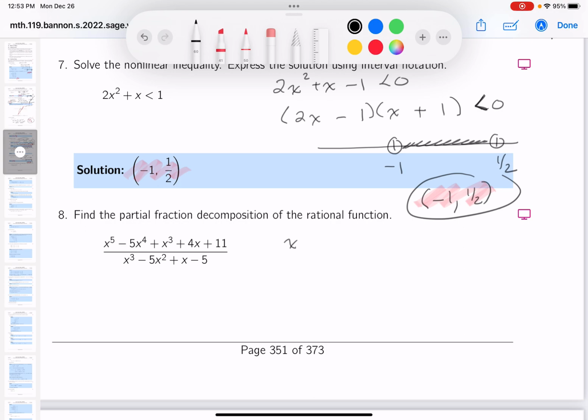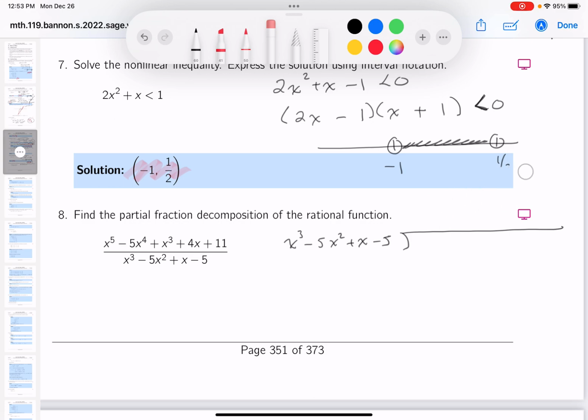I realize that. It's x cubed minus 5x squared plus x minus 5, and we're dividing it into something. Let me just erase the prior problem. We don't need that anymore. We need to get this division done, though, don't we? And I'll write it down. It's going to be x^5 minus 5x^4 plus x cubed plus 4x.